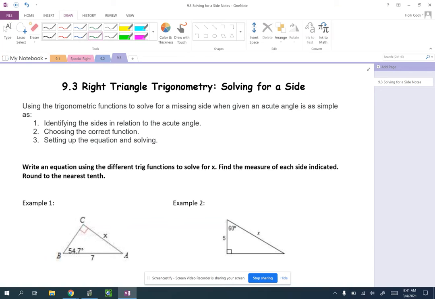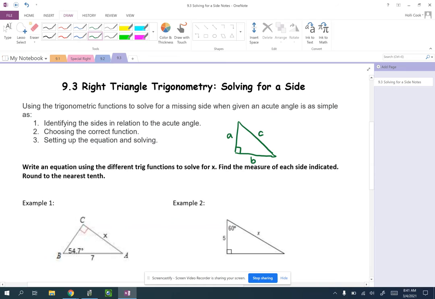Okay, so in 9.3, we're going to talk about solving for a side of a triangle, but we're not going to use Pythagorean theorem. We're going to use our trig ratios that we learned in 9.2. So really quick, first, if we're talking about a right triangle, we have our sides A, B, and C, right? C being your hypotenuse, A and B don't matter which side.